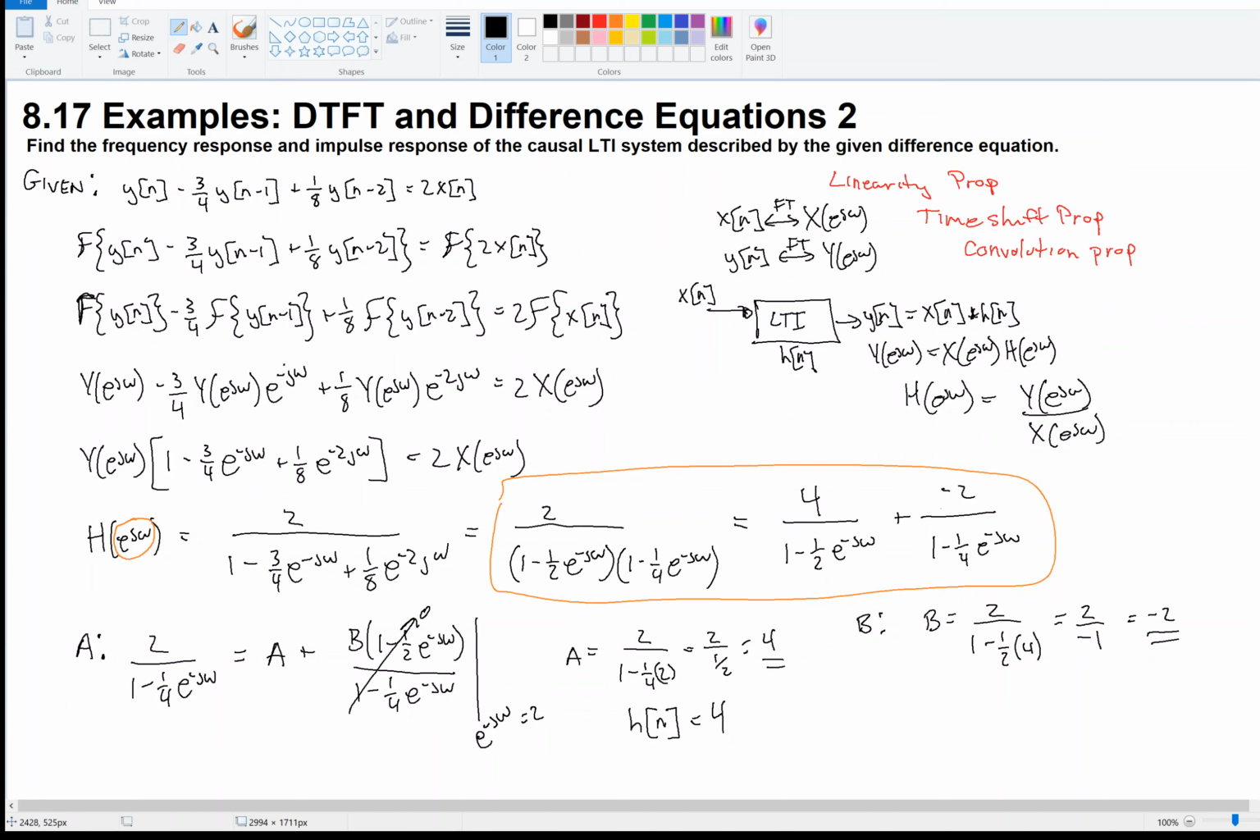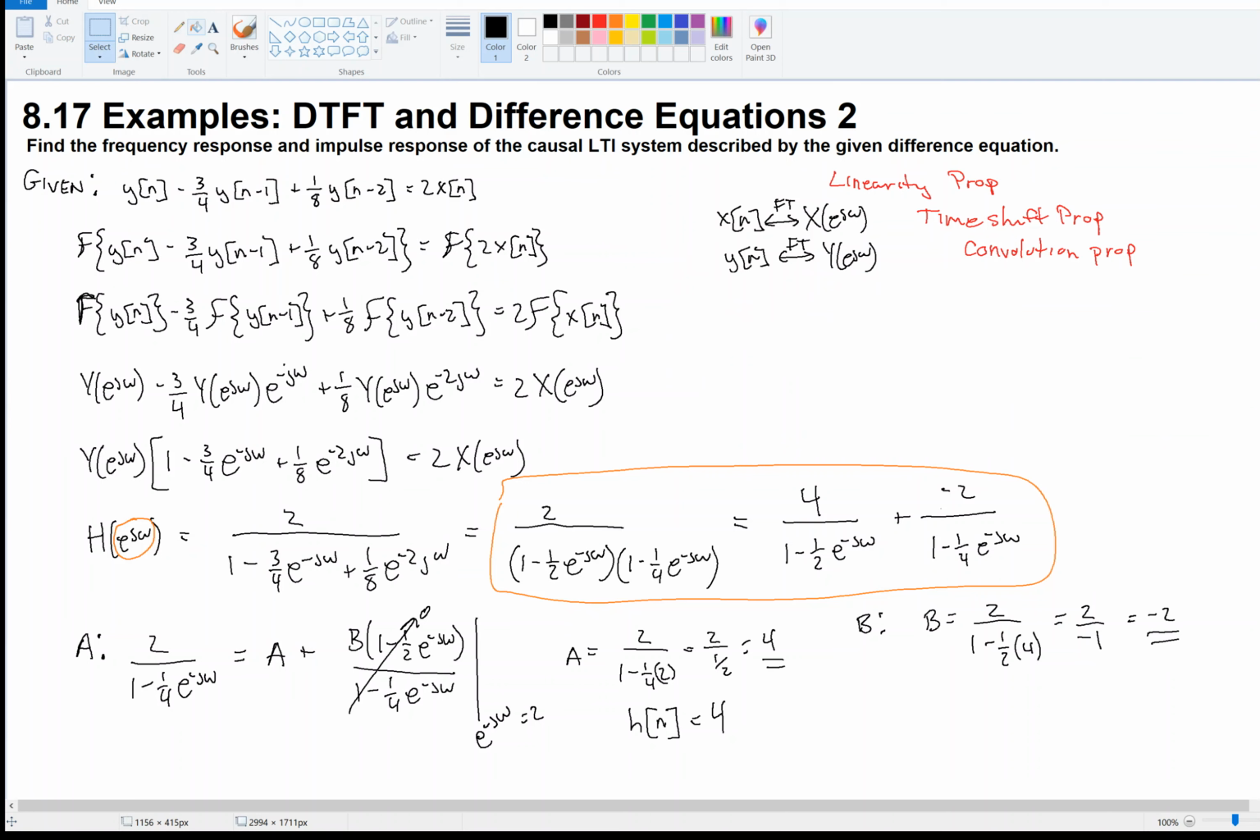So from our table of common Fourier transform pairs, there's alpha to the n u of n has a Fourier transform 1 over 1 minus alpha e to the minus j omega. So I look at that and I say, okay, well, I've got 4 times 1 over 1 minus 1/2 e to the minus j omega. So I form fit that, and I see that alpha is 1/2. So this is 1/2 to the n u of n, then minus 2, right?